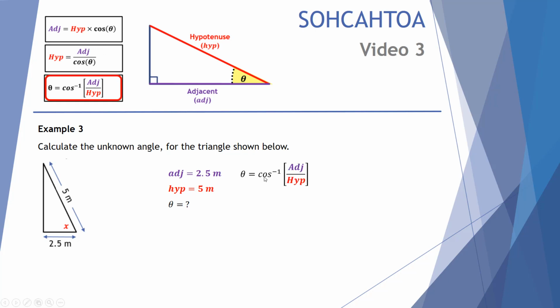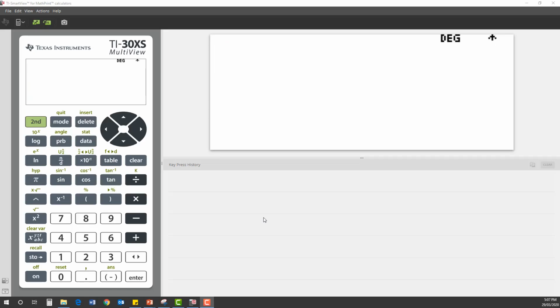Let's write that down. So we've got the angle theta equals the inverse of cos of the adjacent side length divided by the hypotenuse side length. Let's sub our values in. The adjacent side length was 2.5 and the hypotenuse was 5. Let's try our TI calculator to find an answer. We're after the inverse of cos. So here's a cos button. Our inverse cos is a second function.